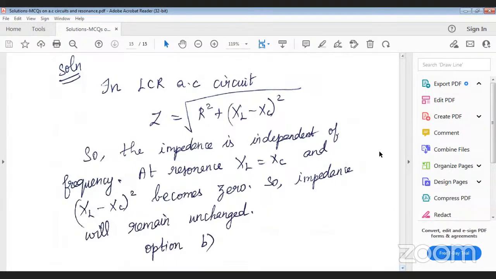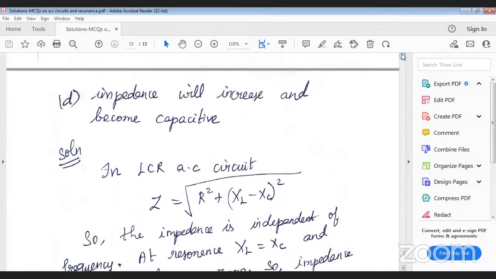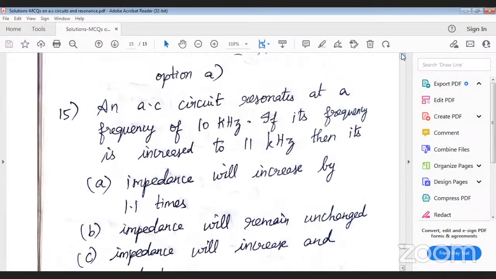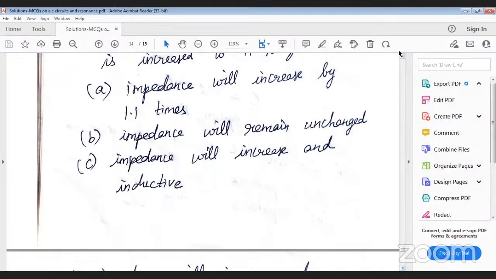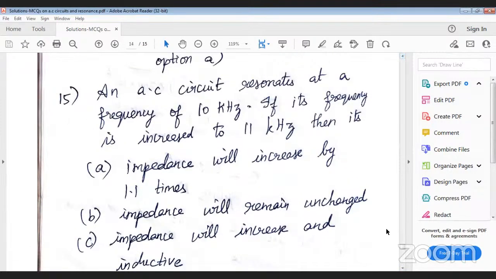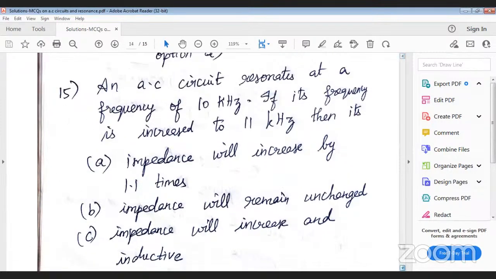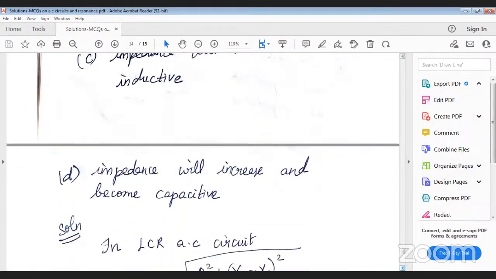So impedance will be root of R square, that will be R. So impedance depends only on R, and not on the resonating frequency. So impedance is independent of frequency. Even if you change the frequency to 11 kilohertz, your impedance will remain unchanged. So option B.